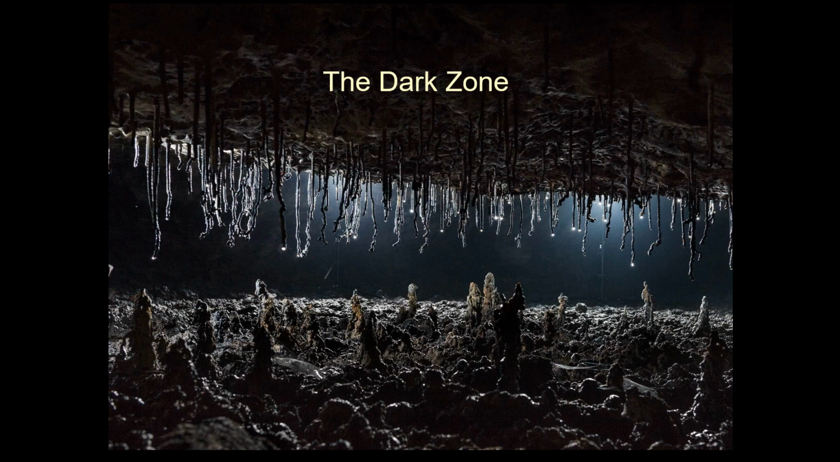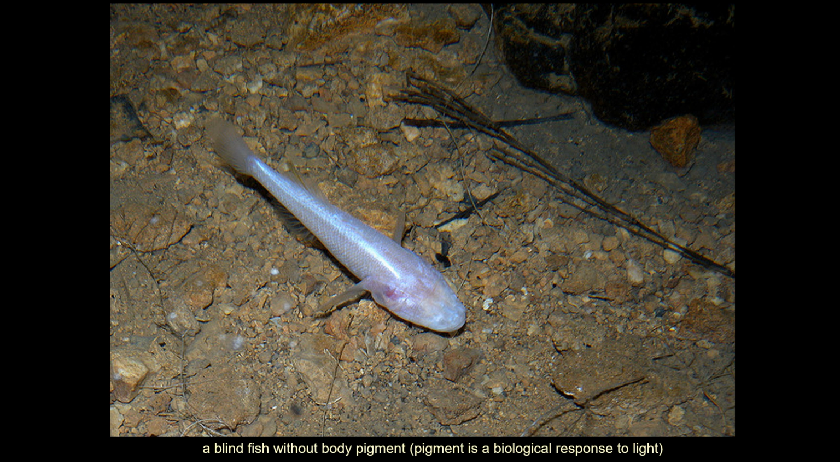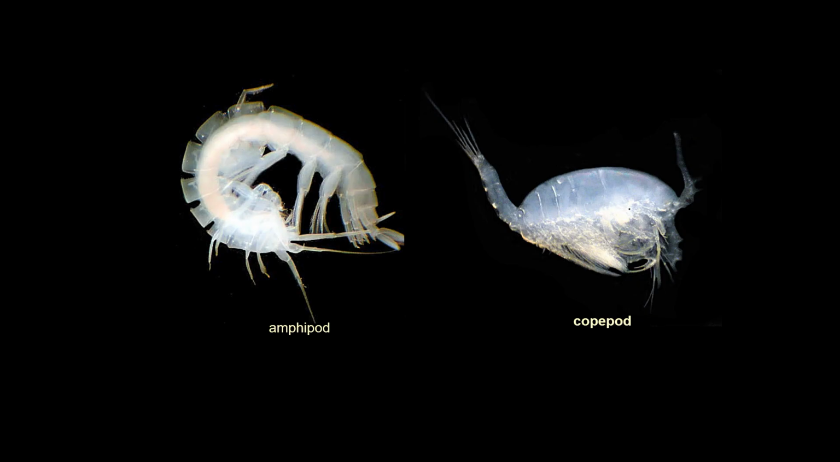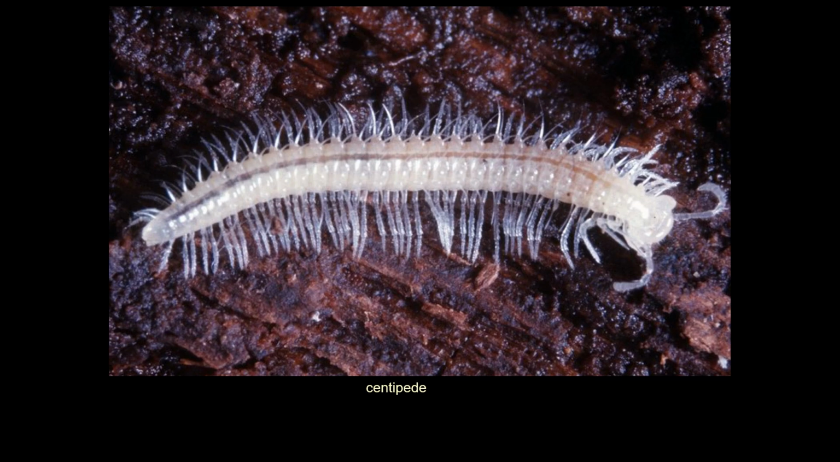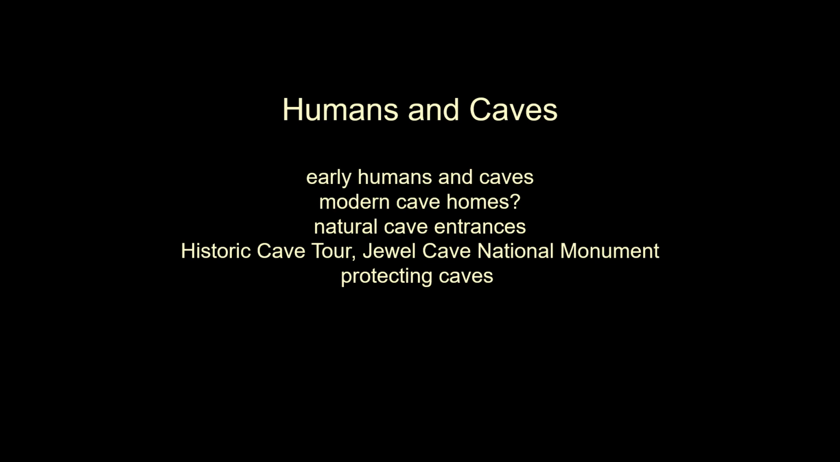And then the dark zone would only be illuminated in this picture with some sort of light source. And most of the animals, or really all the animals, found in this zone don't really need eyes. Oftentimes they don't have pigment because, well, who needs pigment? It's a biological response to light, and it's not really necessary. So you have these unusual types of creatures that are found in that dark zone. Here's a centipede that doesn't have pigment.